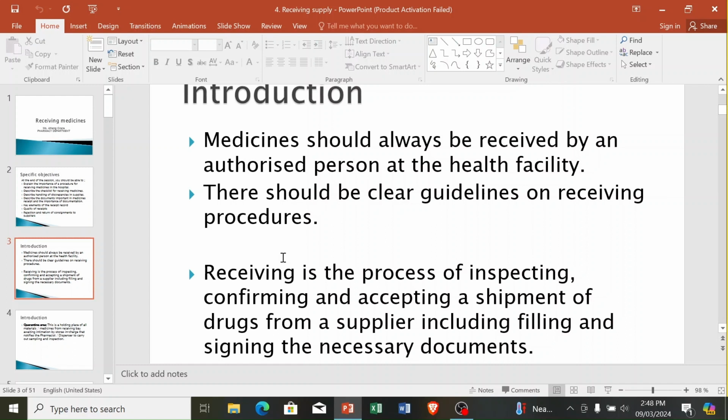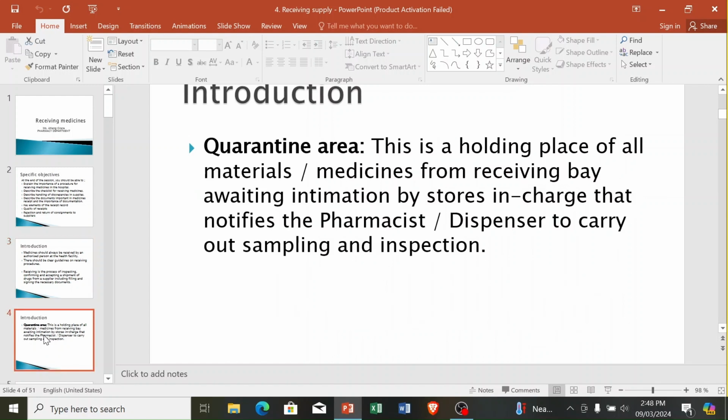Receiving is the process of inspecting, confirming, and accepting shipment of drugs from a supplier, including filling and signing the necessary documents. We are still continuing with the introduction. There are other terms we need to know, and one term is quarantine area. This is a holding place for all materials or medicines from the receiving bay, awaiting intimation by the store in charge that notifies the pharmacist or a dispenser to carry out sampling and inspection.